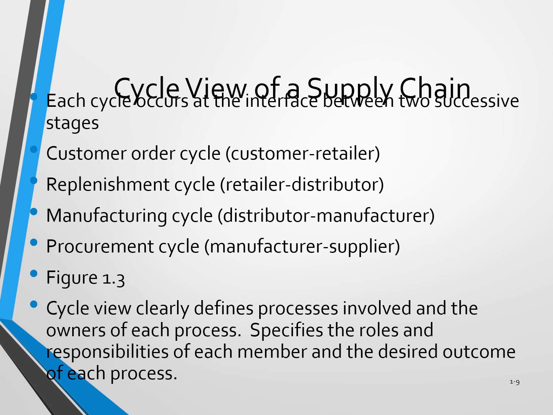Cycle view clearly defines the processes involved and the owners of each process. It specifies the roles and responsibilities of each member and the desired outcome of each process.